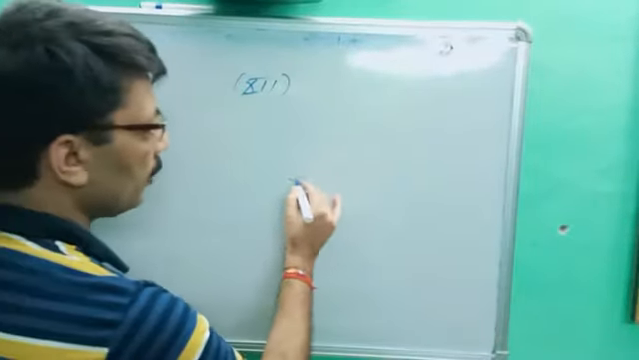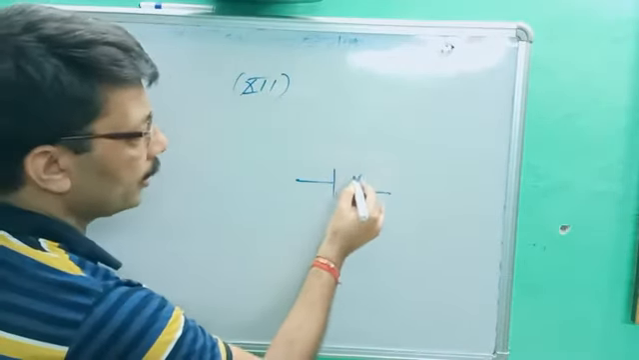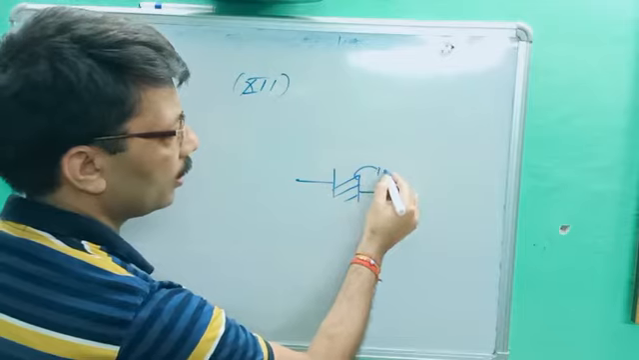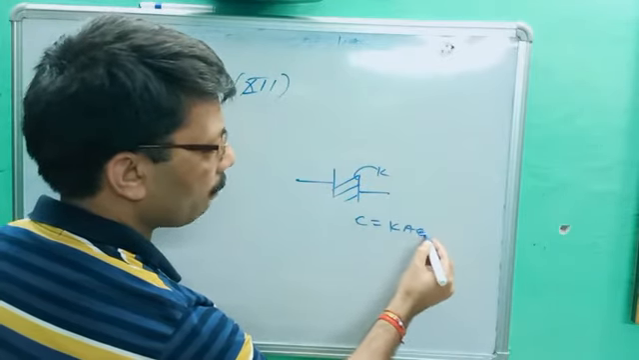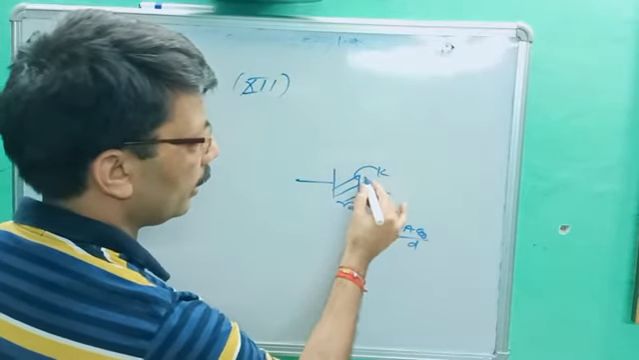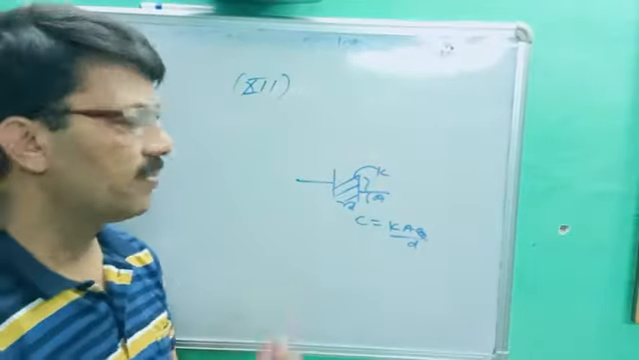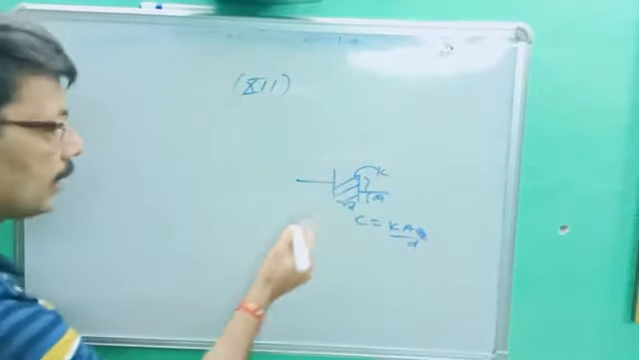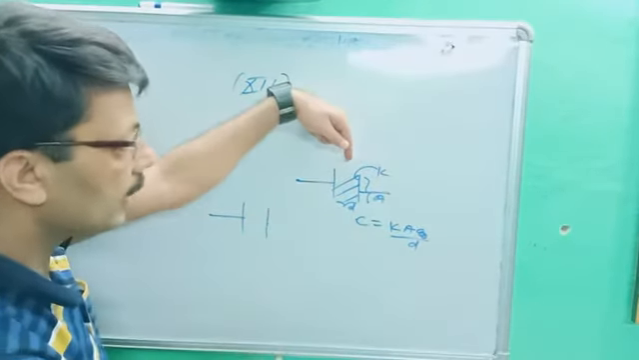Let's suppose your capacitor is like this, and it is filled by dielectric constant K. So what is the formula? C is equal to K A epsilon naught upon d. d is the distance between plates and A is the area of the plate. Okay, this is already taught. So this is the first type of capacitance, in which we filled only one dielectric constant.